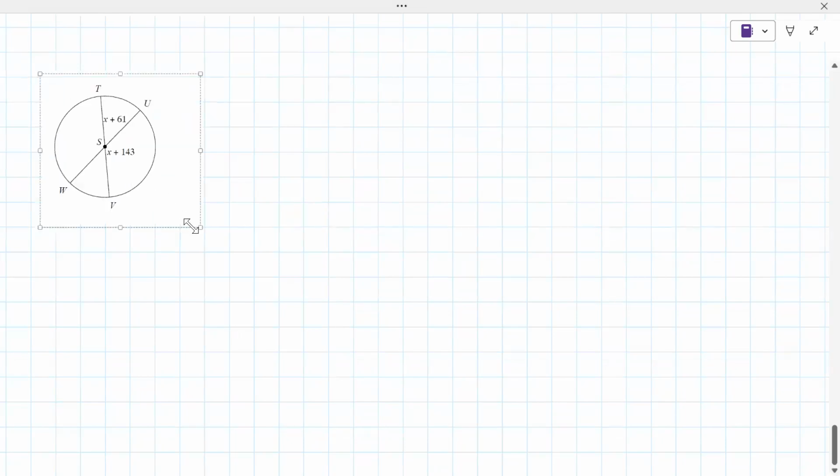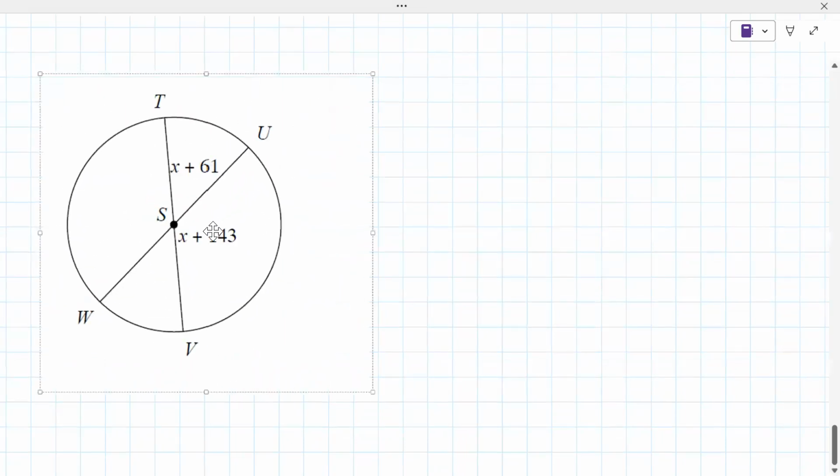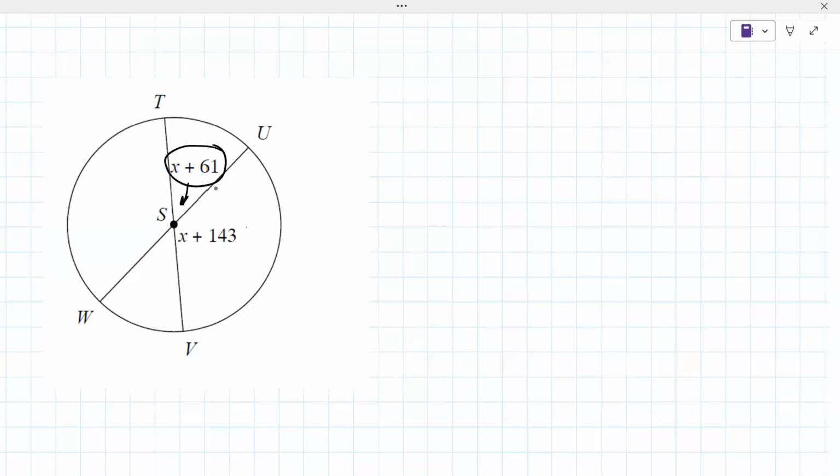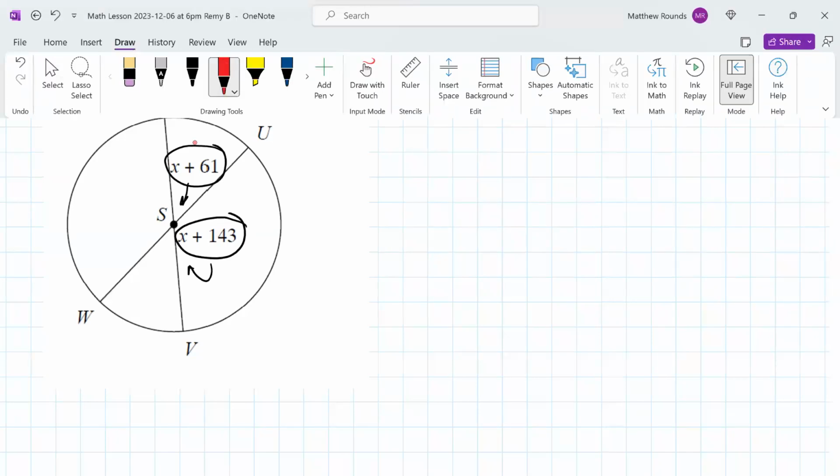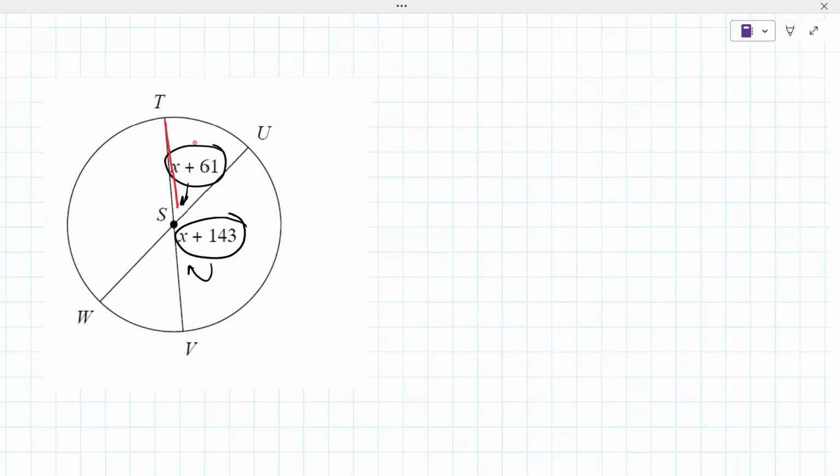Here is an increased difficulty problem. All of a sudden they're giving you a variable. This right here is referring to the angle, and the same with this right here. What do you know about the two angles added together here? If it goes through the center, it's a diameter. So what do you remember about the measure of those two angles?